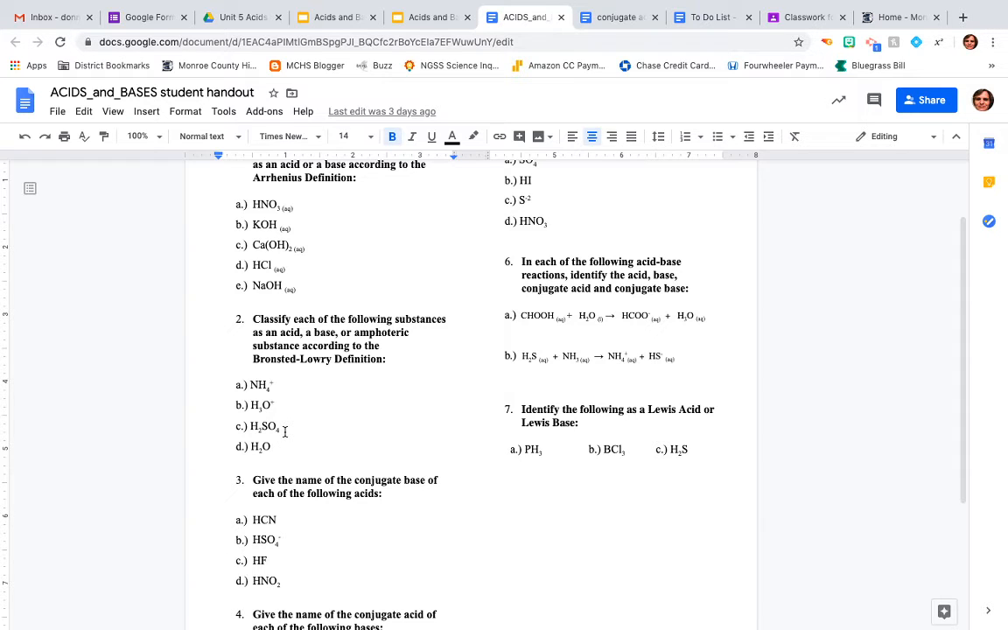H2SO4 also, okay? It is neutral. It could donate a hydrogen ion, and that's what it would do, so it would be an acid. And then H2O is amphoteric. We've already seen that. H2O can give away a hydrogen ion and become OH minus, or it can accept a hydrogen ion and become H3O plus. So water is amphoteric, meaning that it can act as an acid or as a base.